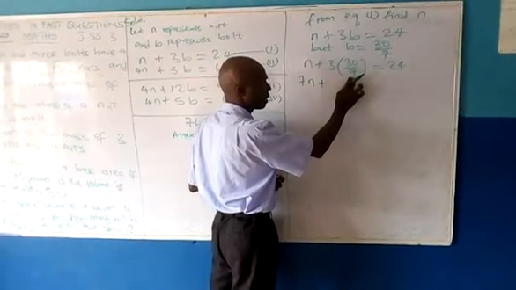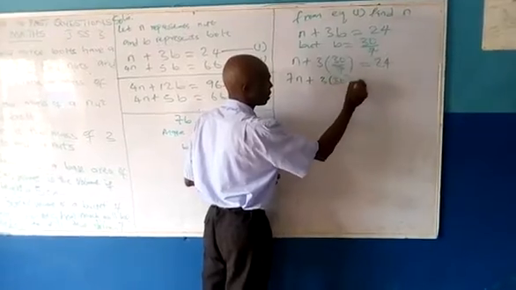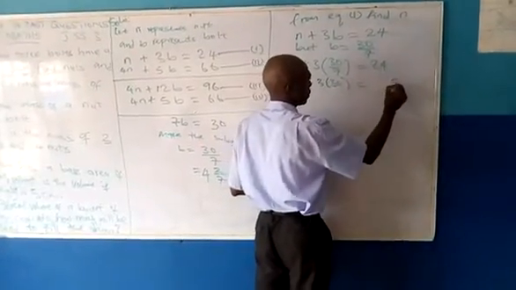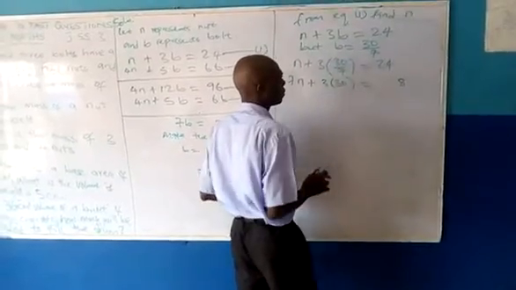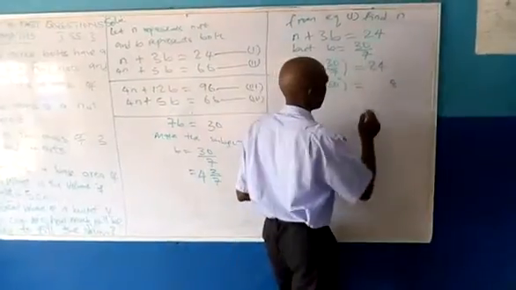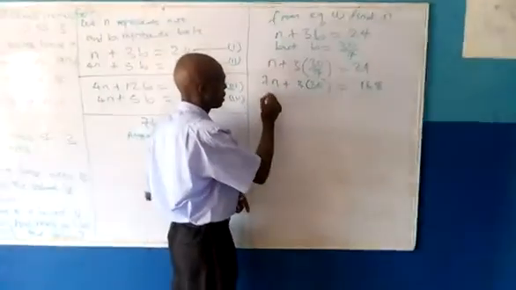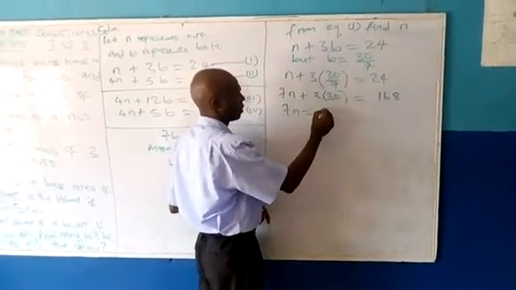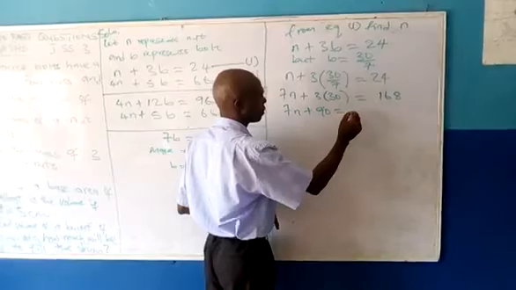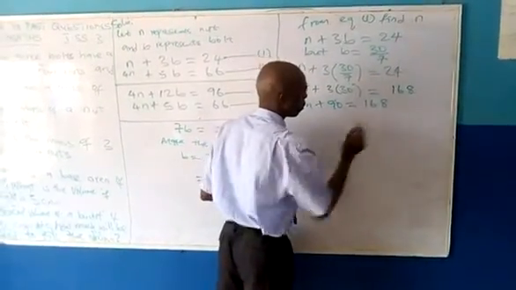21 divided by 7, we still become 3. 3 into 30 equals 90. 7 times 24 is 168. That is it. So 7n plus 90 equals 168. Now we collect like terms, CLT.